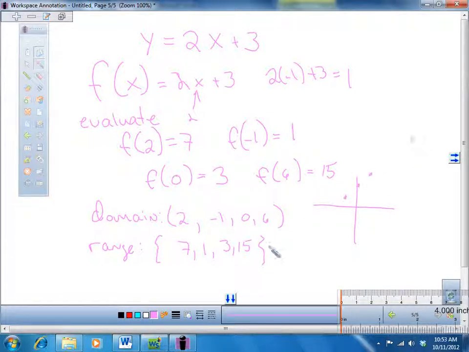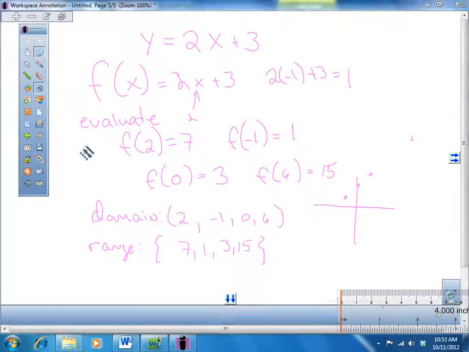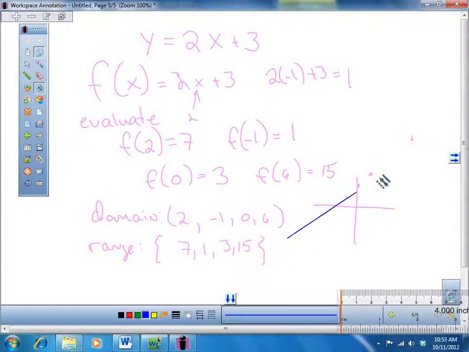This actually would make what shape if I were to graph those points? A straight line, which we'll learn about later on as we go. But right now we're just graphing. So a function is the values where there's one output for every input, okay? And you have the domain are the x values, the range are the values that you get out or the y value.